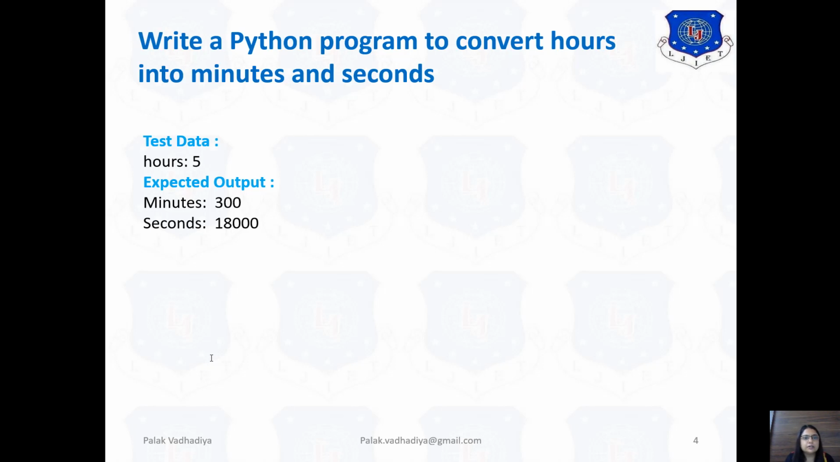Now the expected output. As I told you earlier, we have to multiply hours by 60. So 60 into 5 equals 300. So the minutes equal 300. Now let's multiply the minutes with 60. So our seconds are 18,000. Now let's write this code.